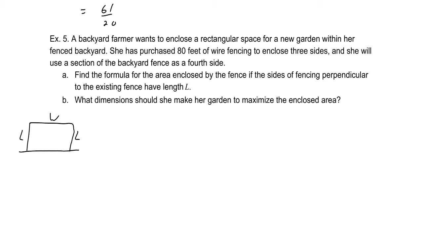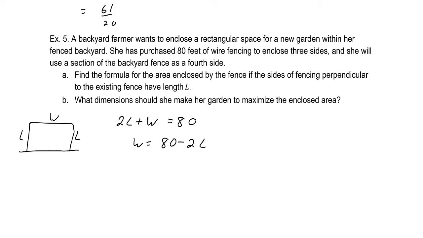Now she's purchased 80 feet of wire fencing. That means that 80 is equal to 2L plus W. If you add those 3 sides up, we should get 80. Equivalently, I'll go ahead and write this as W equals 80 minus 2L. That may be handy in a second.